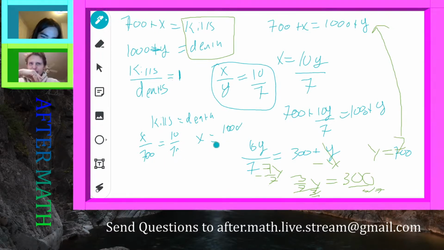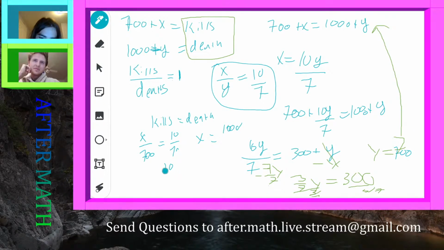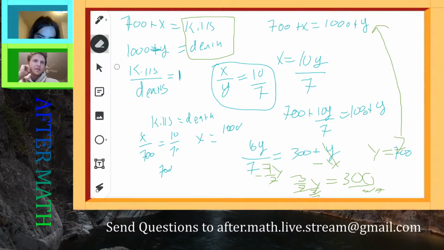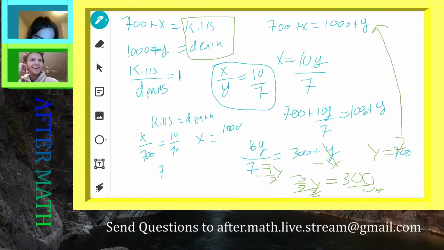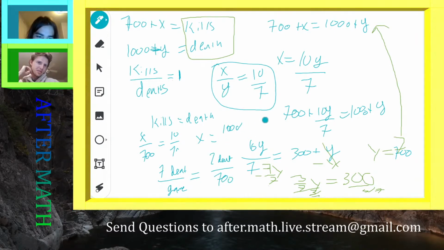So another way to look at it is how many games would we have to play? We'd have to play 100 games, right? Because our kills need to go from, if we get 10 kills in one game, or if we look at our deaths, if we get 7 deaths in one game, yep, and then we need to know how many games it would take to equal 700 deaths. 700 deaths over 7. So we need 100 games.